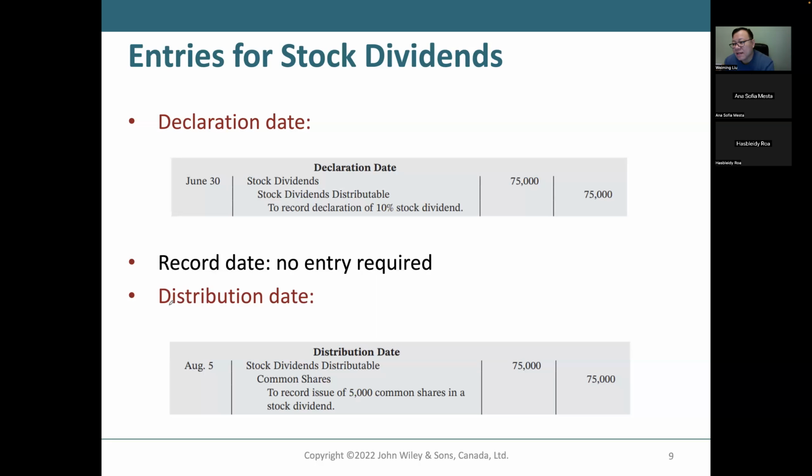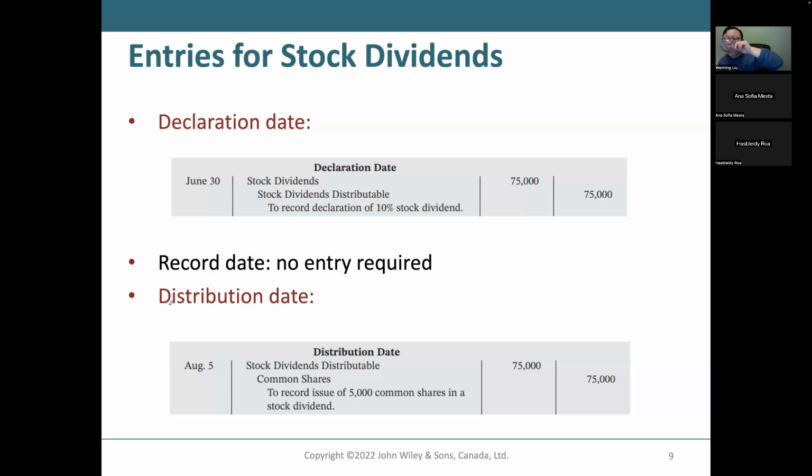On the record date, this is the date that you will know who is eligible for this stock dividend. You pull out a list of the names of the shareholders eligible for receiving that stock dividend. And then on the distribution date, you issue the common shares and decrease the liability. So you debit stock dividend distributable and credit common shares, okay? So does this make sense? Does this journal entry make sense to you?